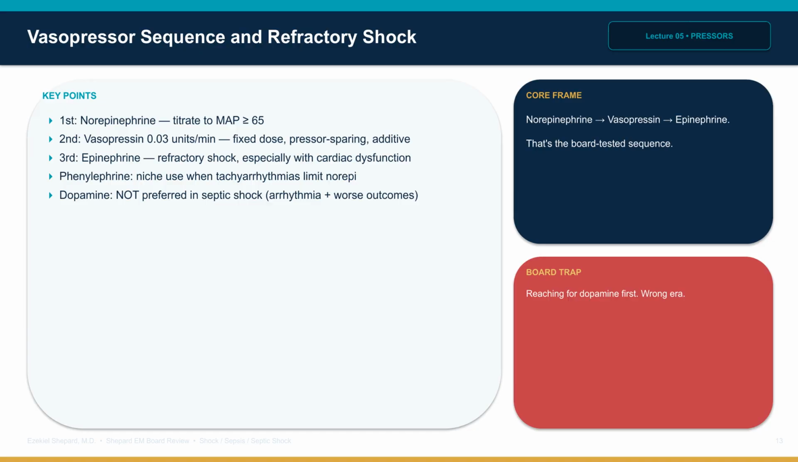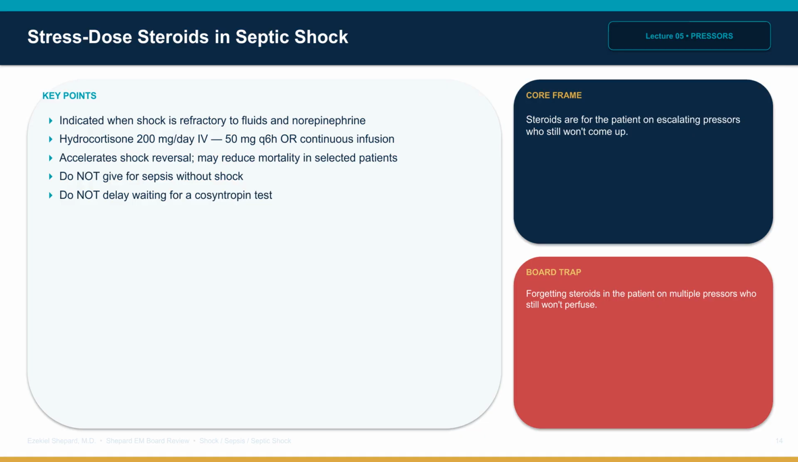Dopamine is not preferred in septic shock because of increased arrhythmia and worse outcomes compared with norepinephrine. The board pattern is norepinephrine, then vasopressin, then epinephrine. Stress dose steroids are indicated in septic shock that is refractory to fluids and norepinephrine. The trigger to memorize is refractory shock on 2 pressors.